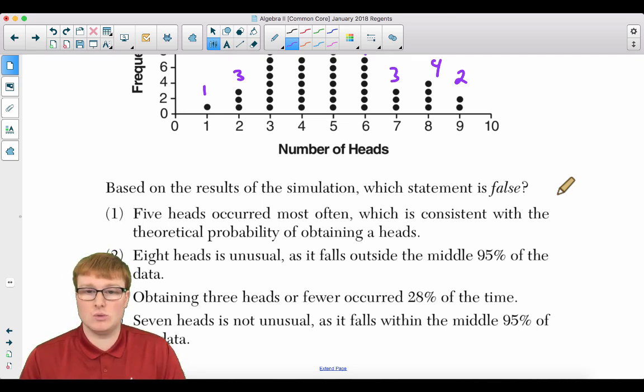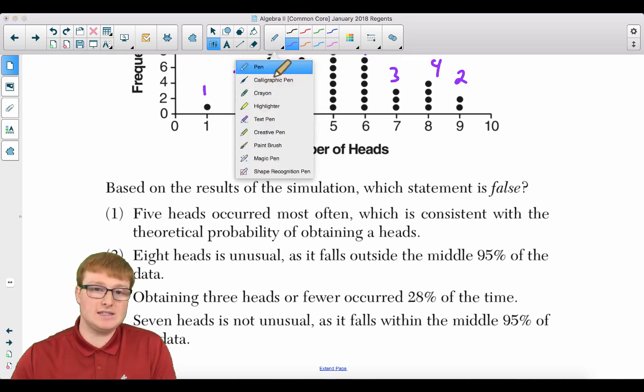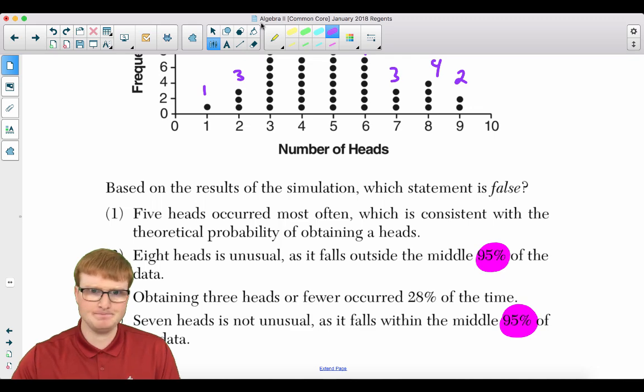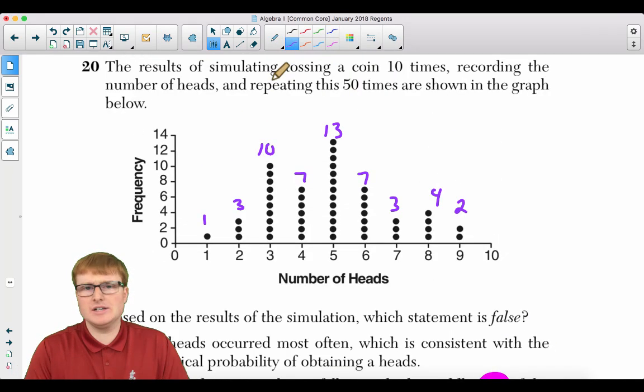Okay, I'm not sure what that means yet. Choice 2 says 8 heads is unusual as it falls outside the middle 95% of the data. Obtaining 3 heads or fewer occur 28% of the time, or 7 heads is not unusual as it falls within the middle 95% of the data. So I see things here that say 95%. So here's a suggestion.